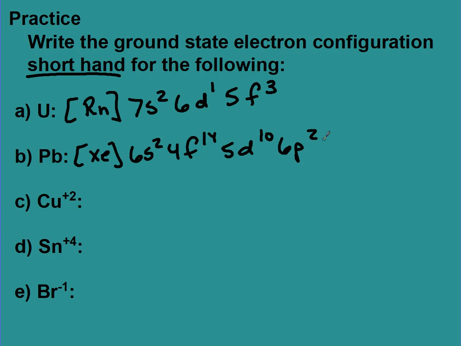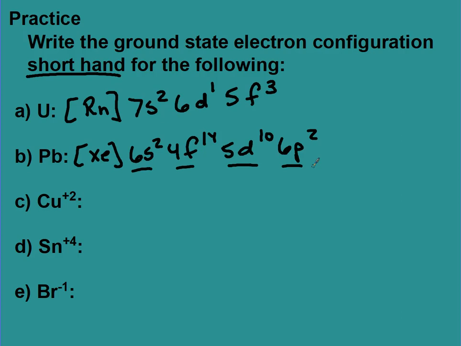So for lead, you could have said xenon 6s2, 5d1, 4f14, 5d9, as long as your 5d's added up to 10, and then my 6p2. I could have also reversed these. It doesn't matter the order as long as you have those sublevels listed.